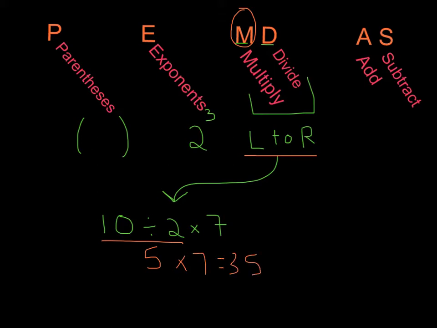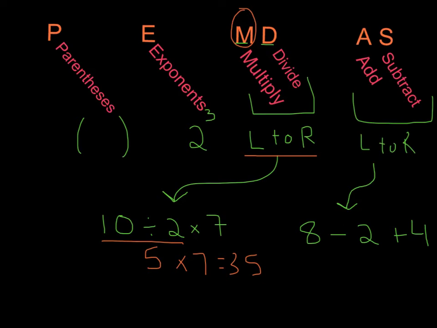Now, the last group, addition and subtraction, we use the same idea in which we group them together and then perform them left to right. So in this example, even though add comes before subtract in PEMDAS, because we only have addition and subtraction, we would do 8 minus 2 first, which is 6, and then 6 plus 4, which is 10.